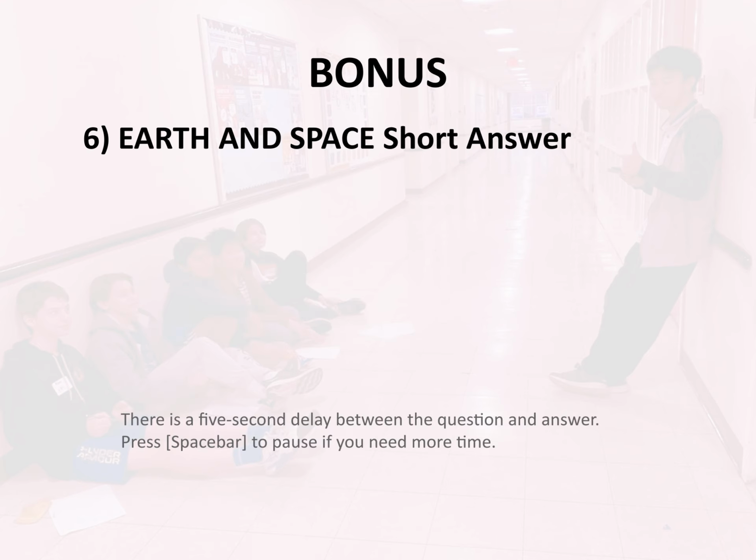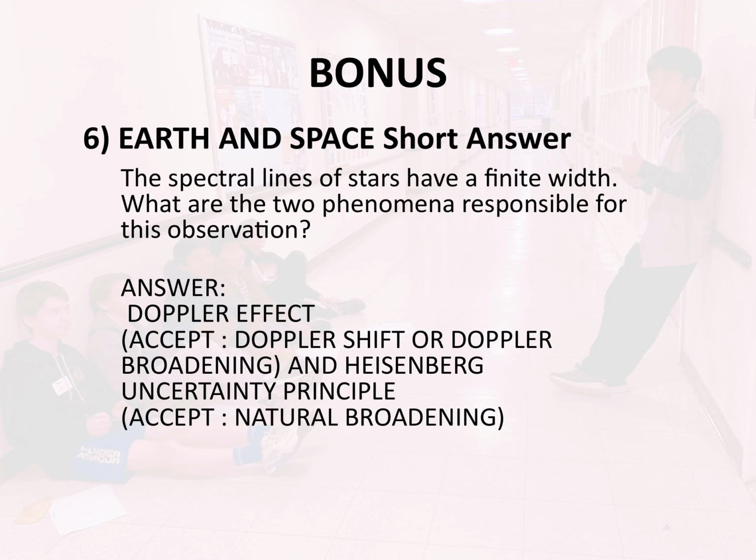Bonus 6. Earth and space. Short answer. The spectral lines of stars have a finite width. What are the two phenomena responsible for this observation? Answer. Doppler effect and Heisenberg uncertainty principle.